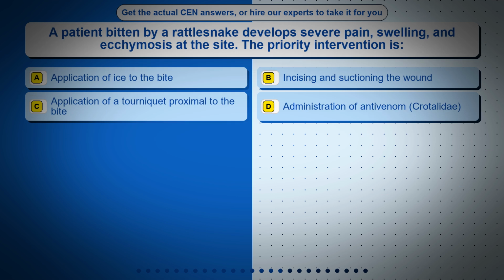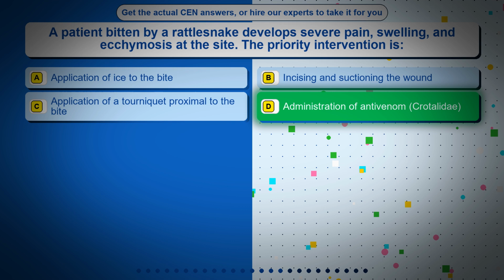Question 16. A patient bitten by a rattlesnake develops severe pain, swelling, and ecchymosis at the site. The priority intervention is: Option A, application of ice to the bite. Option B, incising and suctioning the wound. Option C, application of a tourniquet proximal to the bite. Option D, administration of antivenom, crotalidae. The correct answer is option D, administration of antivenom, crotalidae.